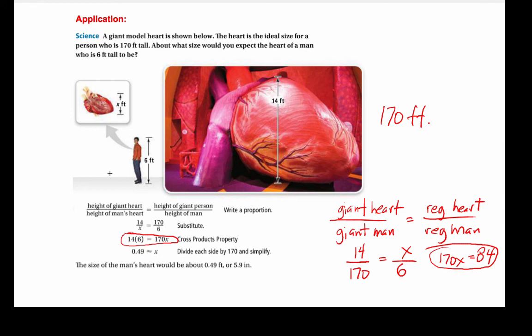That wouldn't work. Over here, the way that the worked out example was, the height of the giant heart and the man's heart. So they have the ratio of the two hearts and the ratio of the two people. Either one of those would be acceptable. Okay, we just have to make sure that we're following some type of system when we set up these proportions.